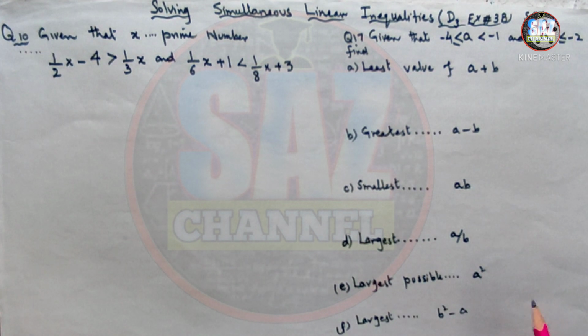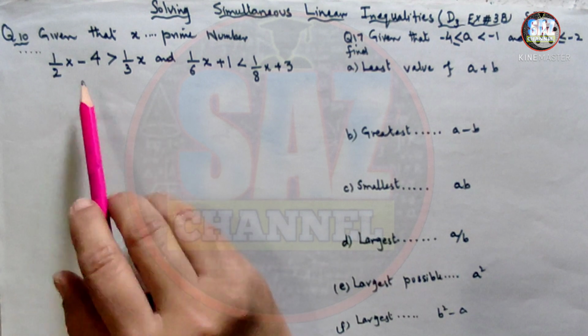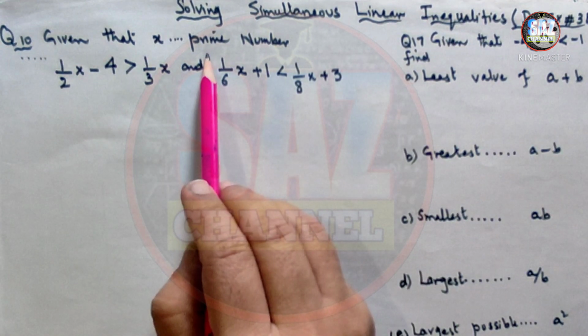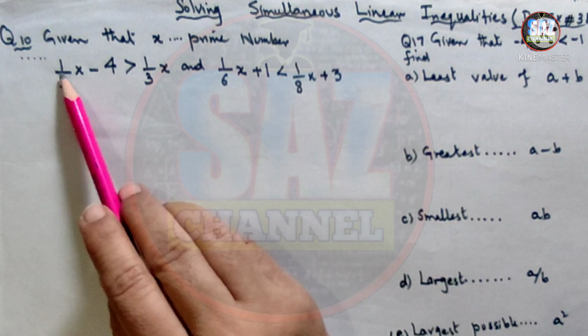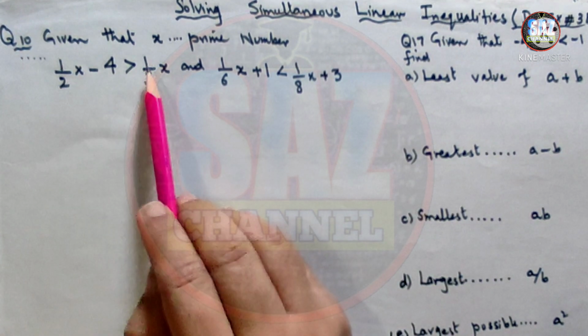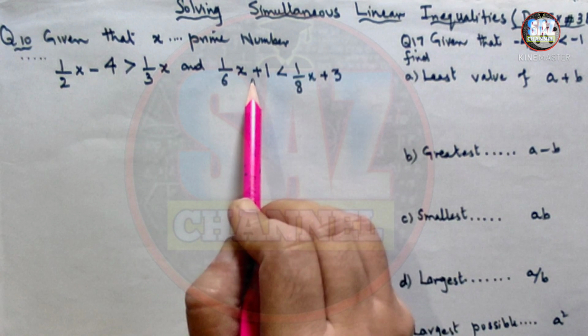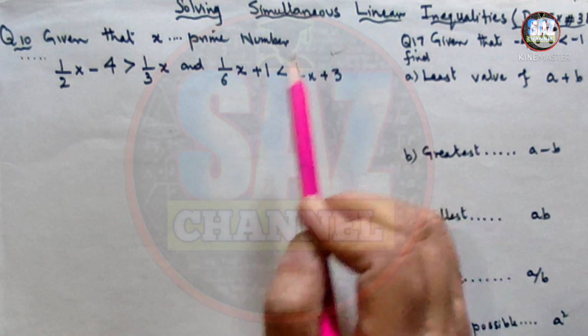This is my sixth lesson of D3, chapter number 3, exercise 3B, that is about solving simultaneous linear inequalities. Students, in this lesson we will be discussing and solving question number 10, and question 10 says that given that x is a prime number, find the values of x for which 1/2 x minus 4 is greater than 1/3 x and 1/6 x plus 1 is less than 1/8 x plus 3.